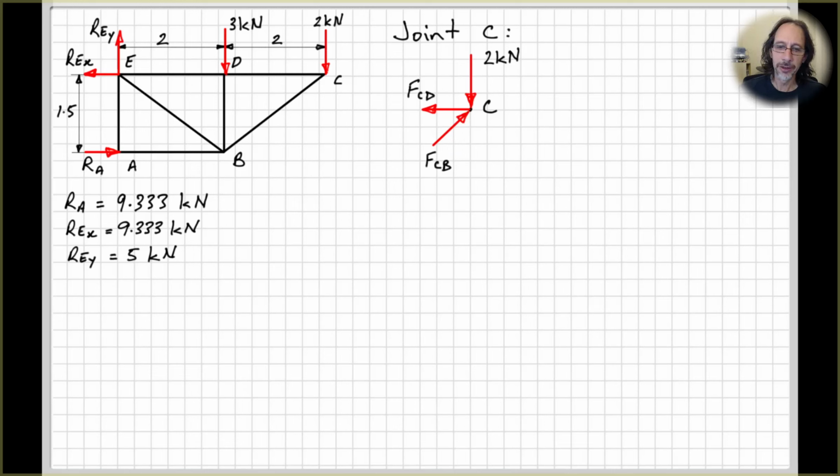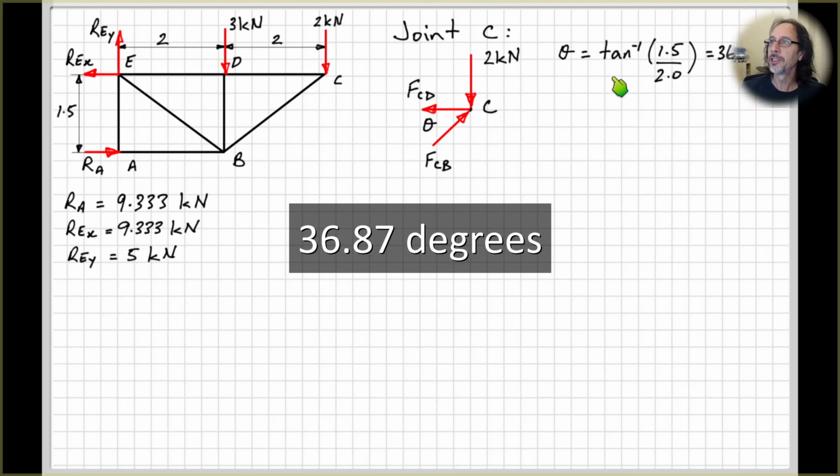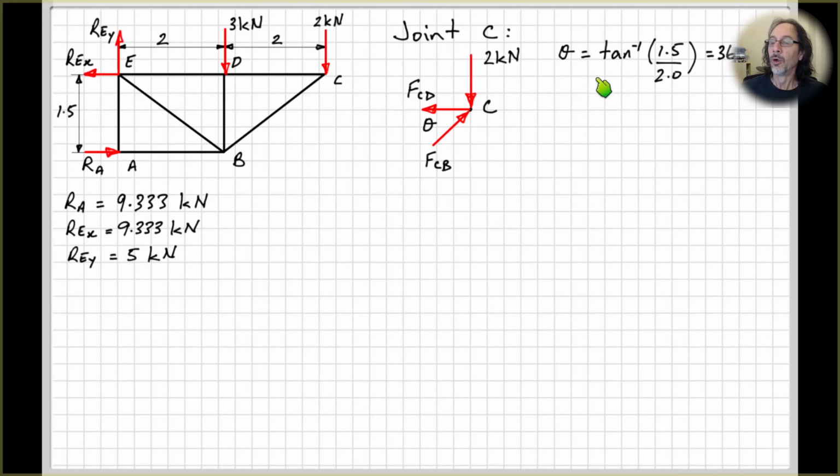Let's label our unknown forces here. So force in member CB and force in member CD. Angle theta between them. I've just worked out the angle in this case, which works out to be 36.87 degrees just from using tan theta equals opposite over adjacent. So then theta equals the inverse tan of opposite over adjacent. For those sharp-eyed amongst you, you might see that this is actually a 3-4-5 triangle, and you could use those ratios if you want.